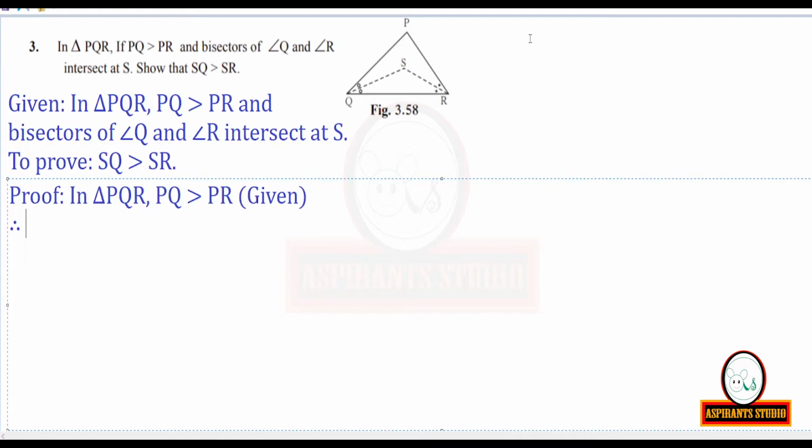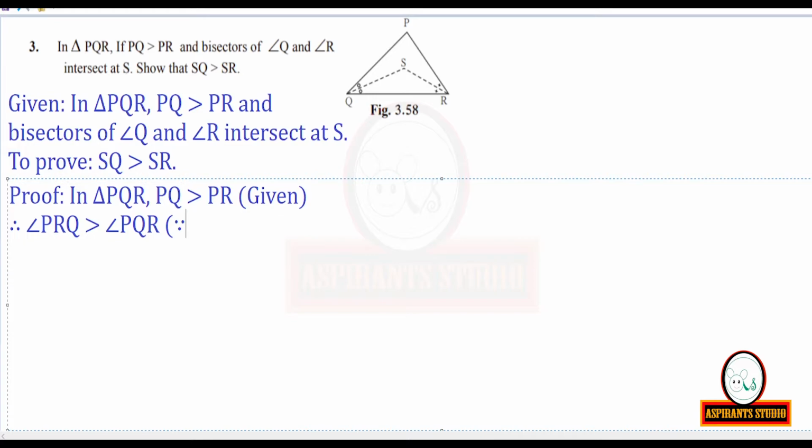Now coming to next question. In triangle PQR, PQ is greater than PR and bisectors of angle Q and angle R intersect at S. We have to show that SQ is greater than SR. In triangle PQR, PQ is greater than PR is given.